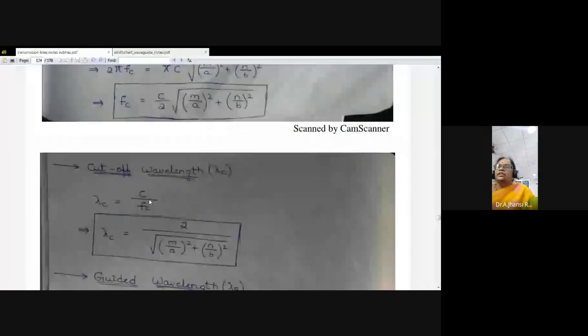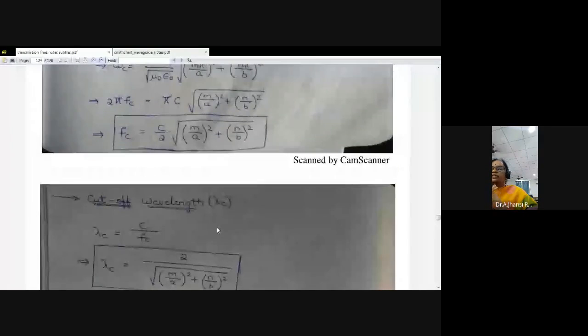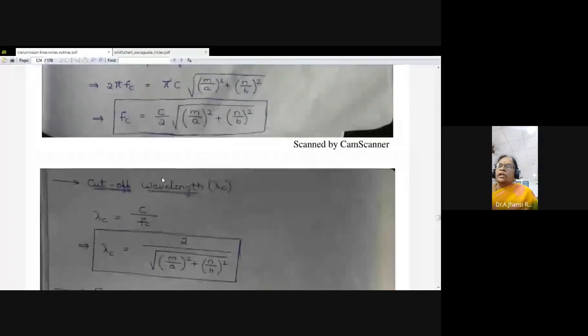Now the cutoff wavelength, lambda c equal to c by fc, is called the cutoff wavelength. That is lambda c equal to c by fc. c will get cancelled with 2 by square root of (m by a) whole square plus (n by b) whole square. And frequency should be greater than fc, but lambda c should be less than lambda. That means below that cutoff wavelength only, the frequencies will be passed through the waveguide.